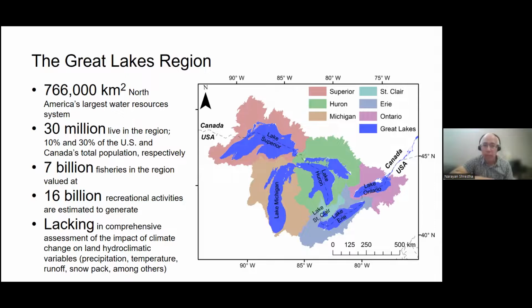the fisheries in the region are valued at 7 billion. Similarly, recreational activities are estimated to generate another 16 billion US dollars. And of course, there have been a lot of climate change studies of the region. But what we have seen is a lack of comprehensive assessment of the land area of the Great Lakes region, specifically considering some of the auxiliary variables like snow water equivalent, evapotranspiration, and things like that. Next slide, please.